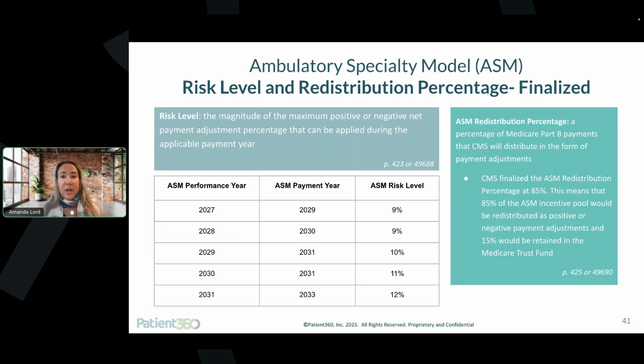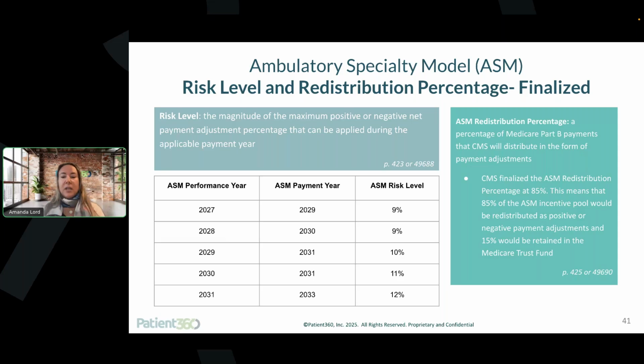85%, and this has been finalized, we already saw it in the proposed rule, they definitely finalized it. It's going to be 85% of the ASM incentive pool, and it's indeed to be redistributed to the ASM participants. And then 15% is going to be retained in the Medicare Trust Fund. This is exactly what they proposed. CMS believes that this 15% to the Medicare Trust Fund ensures a particular level of net savings that would contribute to the net savings in the total cost of care, and they did discuss and finalize this.